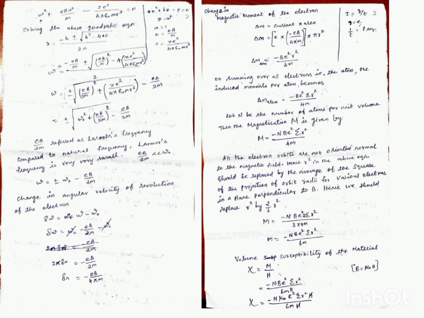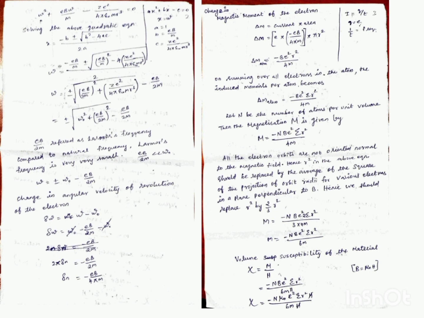Using the quadratic equation, we can get the angular frequency with the magnetic field applied to the electron. That means for the second condition, the answer is plus or minus the square root of omega naught squared plus (eB upon 2m) the whole squared, minus eB upon 2m. In this term, eB upon 2m is referred to as the Larmor frequency. This Larmor frequency is very small compared to the natural frequency, so we can neglect this term. So we get plus or minus omega naught minus eB by 2m.